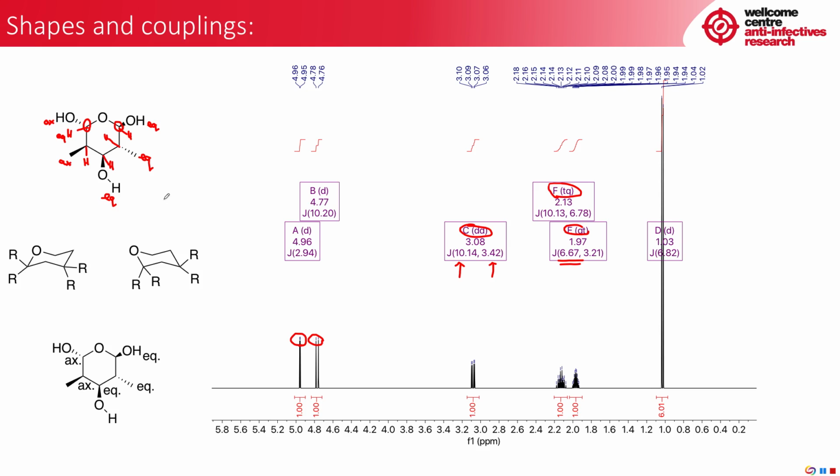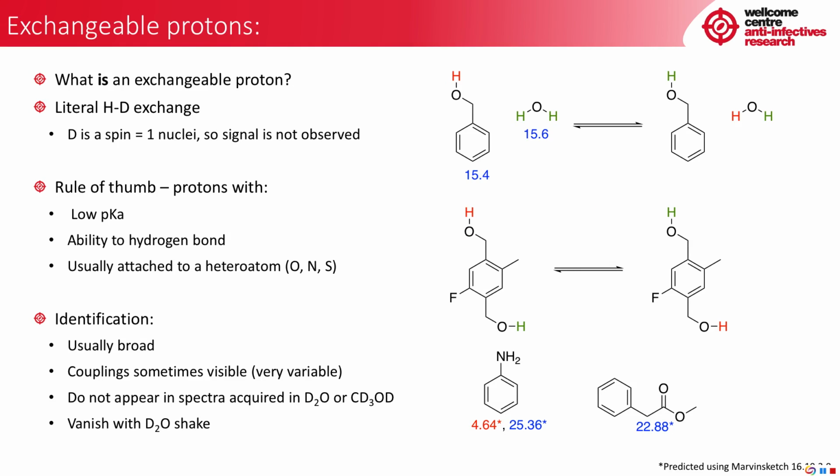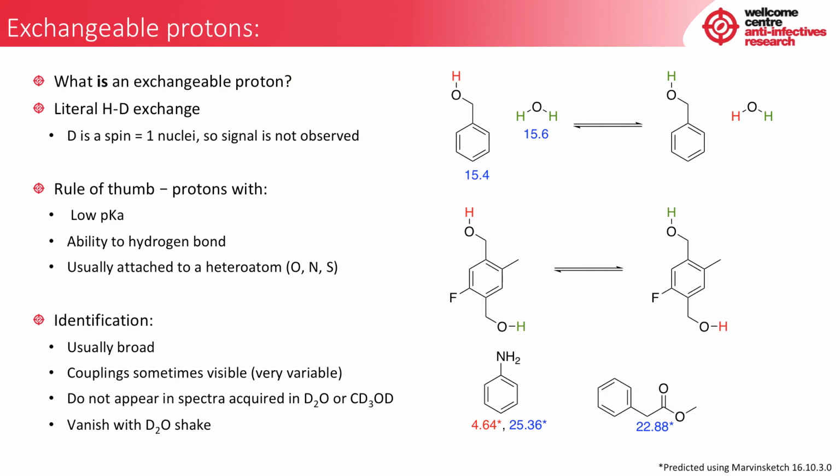Now you might have wondered in the previous slide why it was that we never saw any coupling to the OH protons. And that's because we exchanged these using a hydrogen deuterium shake. And I'm going to now talk about what is an exchangeable proton, what are we talking about when I say that, and when should you expect such protons to occur. Some reference to exchangeable protons has been made previously in interpreting signals, and I hope to give you a little bit more detail about what's happening here.